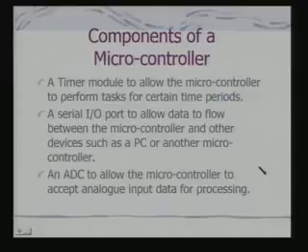There are other components of a microcontroller as well. Typically, a timer module allows the microcontroller to perform tasks for certain time periods. You know how the timer is typically used in a general purpose computing platform. A timer is programmed to work for a certain time period with respect to the system clock, and after that, a timer can generate an interrupt to the processor so that there can be switching from one task to another task. A similar function is performed by the timer on a microcontroller used for embedded applications as well.